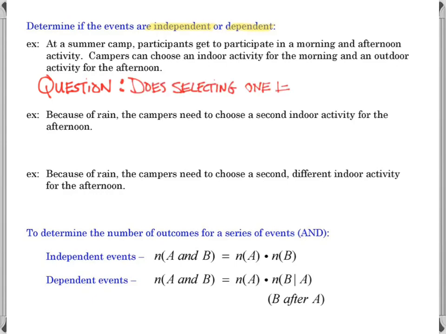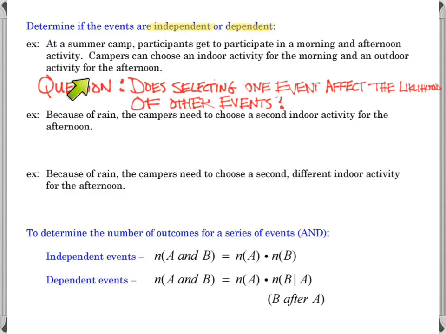So we have summer camp participants who get to participate in a morning and afternoon activity. They can choose an indoor activity or an outdoor activity in the afternoon. And the question: does selecting one event affect the likelihood of the other events? If they can choose a different activity, then that would be dependent, except if they can choose the same again, then it would be independent. So it matters what we do with the restrictions here. In this case, we would say they'd be independent, right?